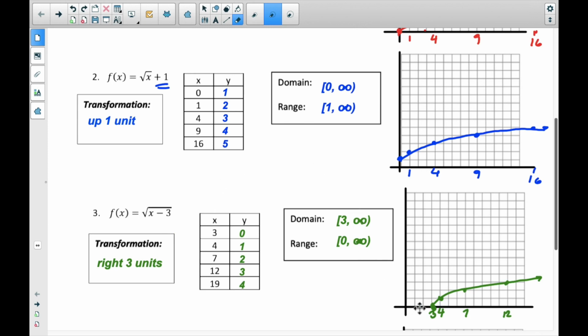And the range, it goes from 0 and goes up. Once again, positive values only on this one. It didn't move up and down. It only moved right and left.